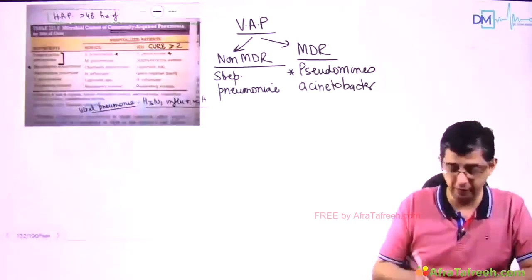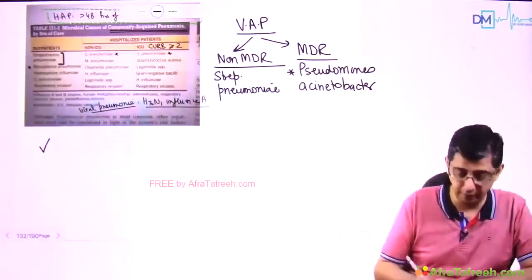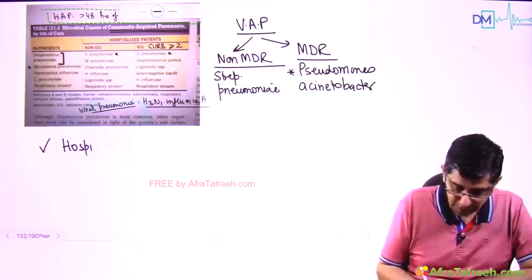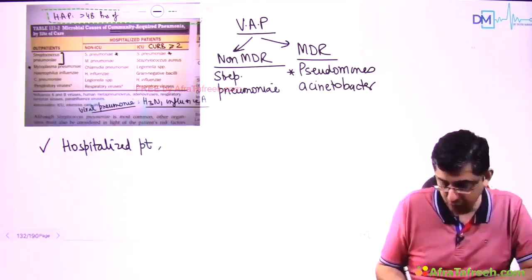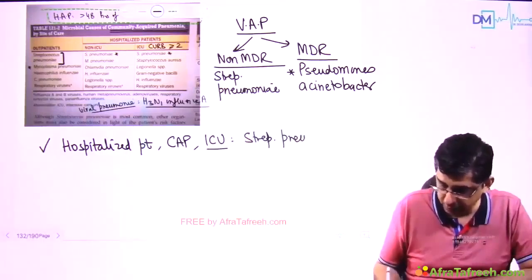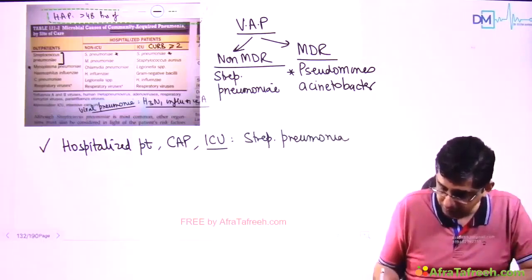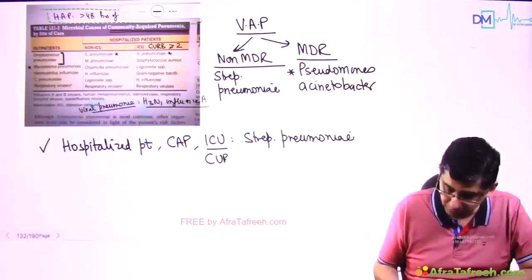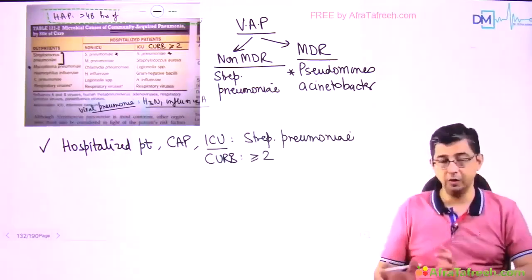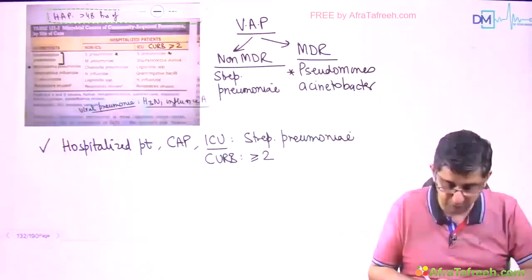Let me rephrase the data for you so that this becomes a permanent imprint. If the question begins with a hospitalized patient of community acquired pneumonia who is currently admitted into the ICU, which organism is responsible? The answer would be Streptococcus pneumoniae only. The reason why he was admitted into the ICU was because the CURB score of the patient was equal to or more than 2. The CURB score may not be given, but he will begin by saying hospitalized patient.